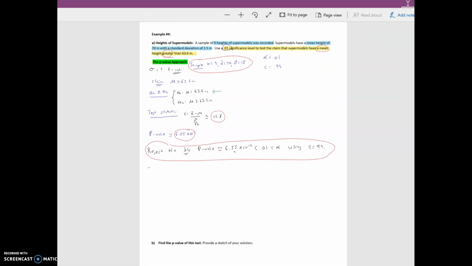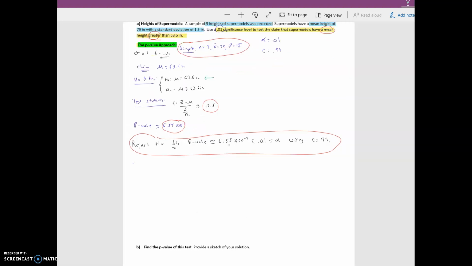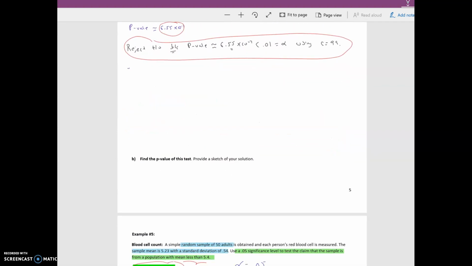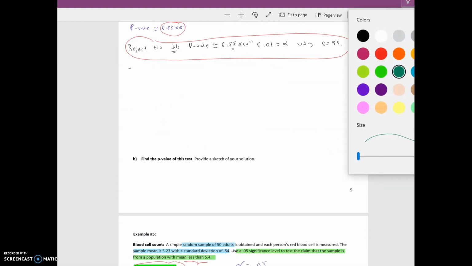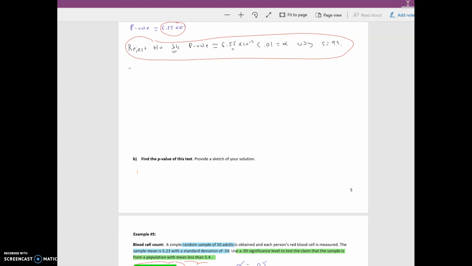Okay, so let's go to B. Now, they want us to find the p-value, which we already did on the first part, but they want us to provide a sketch. Now, let me rewrite just the p-value here. So the p-value is approximately 6.55 times 10 to the negative 7. The sketch that we're going to be providing is technically a sketch of the sample. And this one goes as follows.